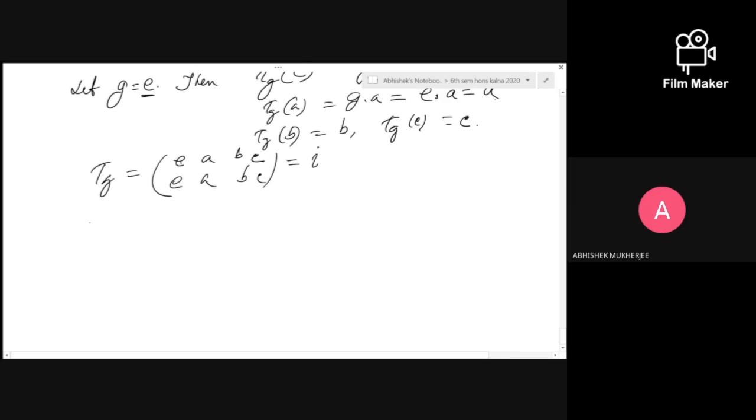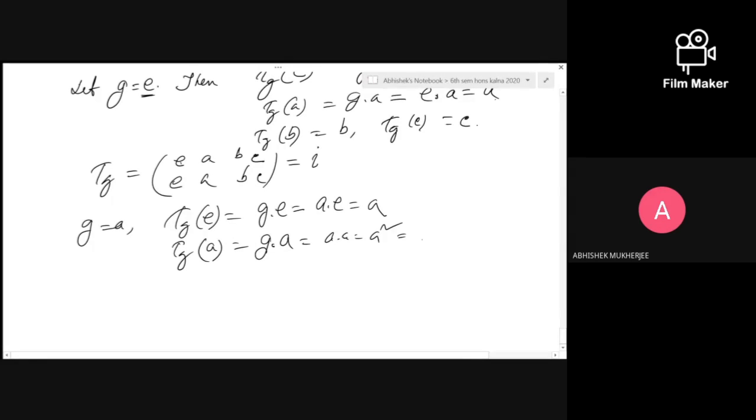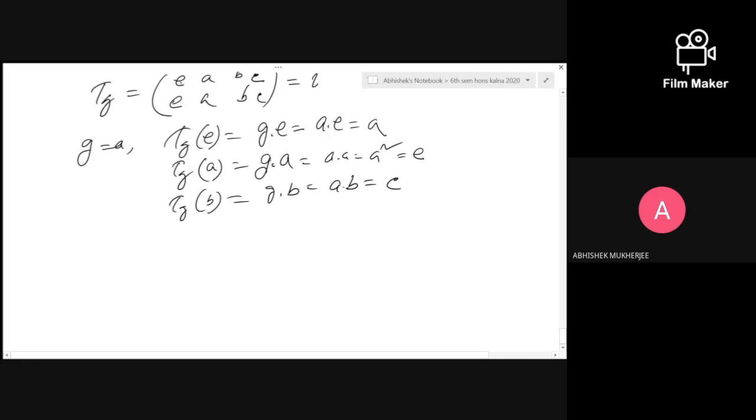Now we consider G equal to A. Then tau G E equals G dot E, so that means A dot E, so it is A. What is tau G A? It is G dot A. G is A, so A dot A, it is A square, but A square is identity. Now tau G B, G dot B, that is A dot B, but AB is C. Tau G C is G dot C. What is G dot C? A dot C, and A dot C is B.